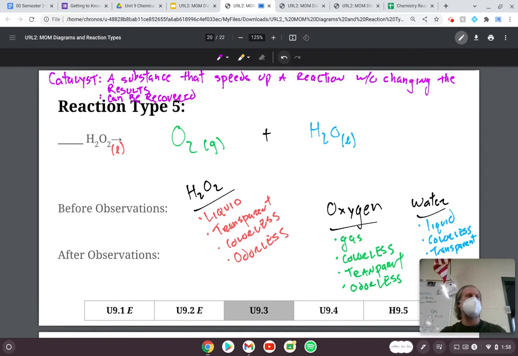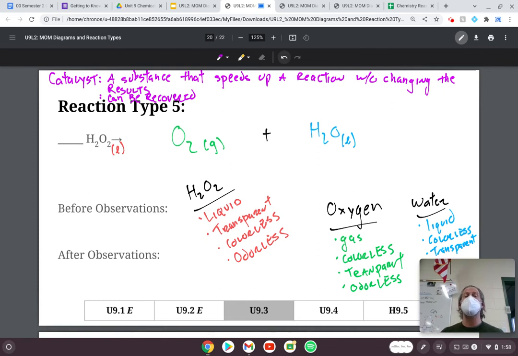What I mean by that is in industry, a lot of times we can use the catalyst platinum. Platinum is a metal, and if you take that metal and dump it into certain chemical reactions, it makes the reaction go faster. When the reaction is over, you just pull that metal out, and the metal hasn't done anything other than make the reaction go faster.